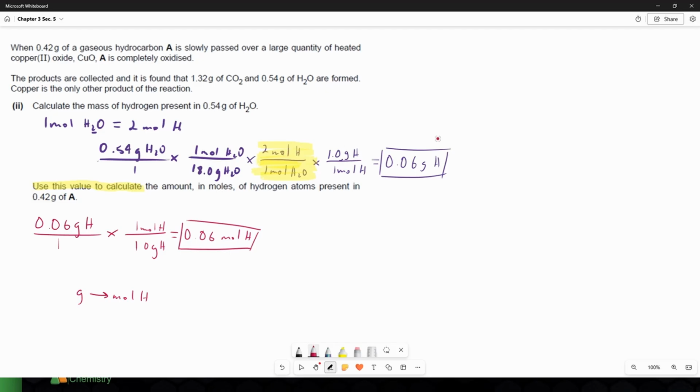Now, this is redundant, and we did not need to necessarily do this. But when you're unsure, when you have wording like this, use this value to calculate, then you want to make sure that you're just covering your bases. And this does not take much more time. I mean, it's about a few seconds more. So let's look at the mark scheme here.